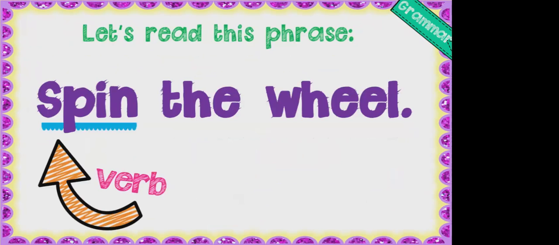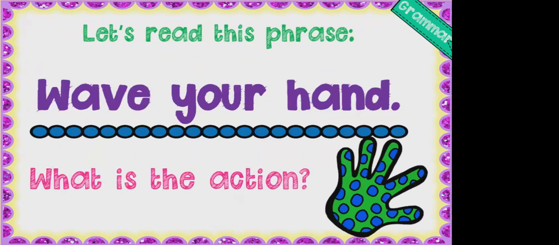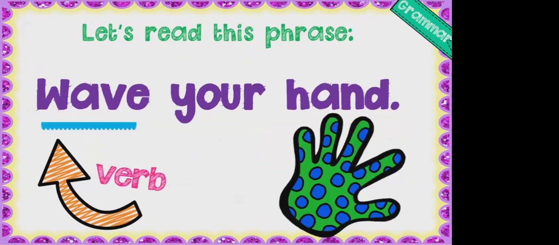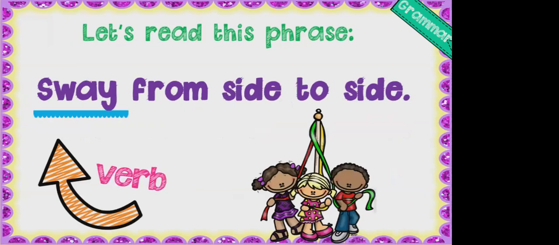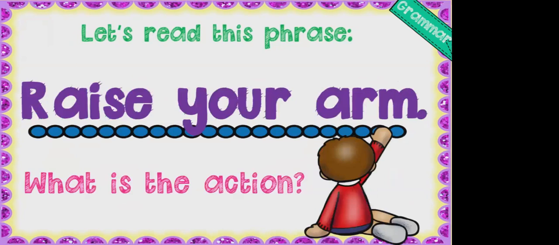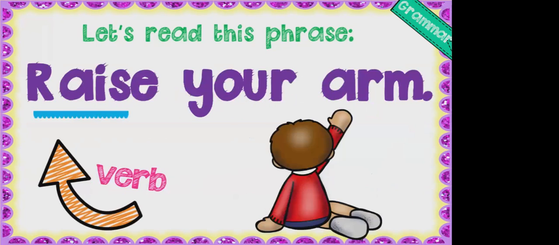And it's the verb. Wave your hand. What's the action? It's wave. Wave is the verb. Sway from side to side. What's the action? It's sway. It's the verb. That shows the action. Raise your arm. What's the action? Raise is the verb. Good job.